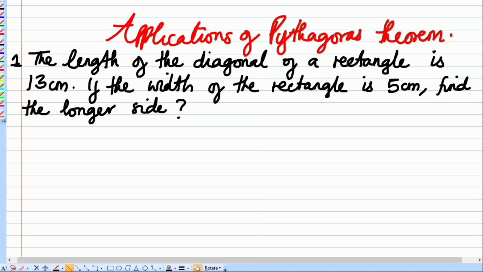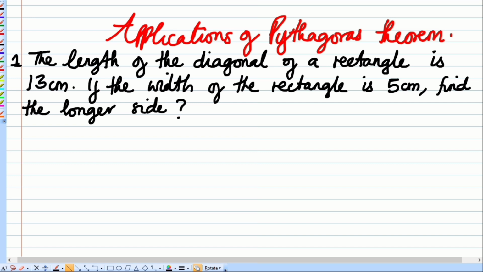Okay, let's learn how we can apply our knowledge of Pythagoras theorem to solve problems, especially in word form. So the first problem there is: the length of the diagonal of a rectangle is 13 cm. If the width of the rectangle is 5 cm, find the longer side.